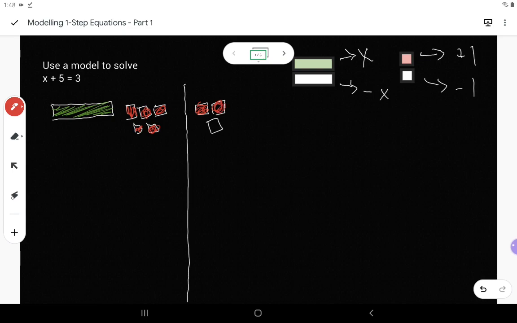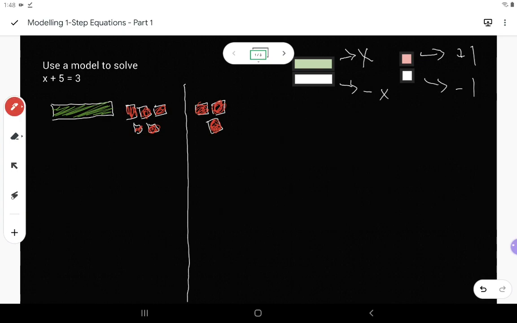Okay. Now our goal when we're working with algebra, and even when we're working with our models, is to get our variable all by itself. So right now this variable has other stuff on the same side as it. We need to get rid of this stuff here. And so the way we would get rid of 5 positives is we need to cancel them out somehow.